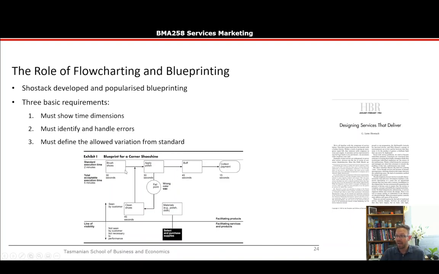And we must define the allowed variation from standard as well. So if it takes 30 seconds to do that, you give or take 30 seconds. If it takes 20 minutes for a haircut, give or take 10 minutes, something like that. It's going to vary for different services, of course.